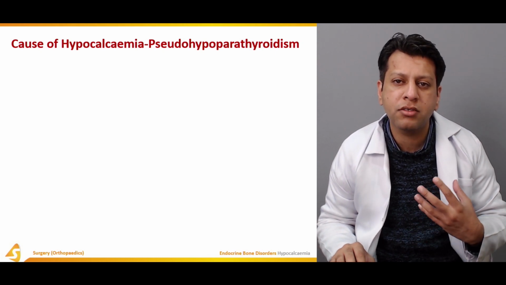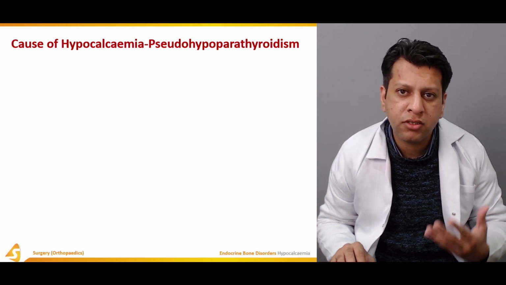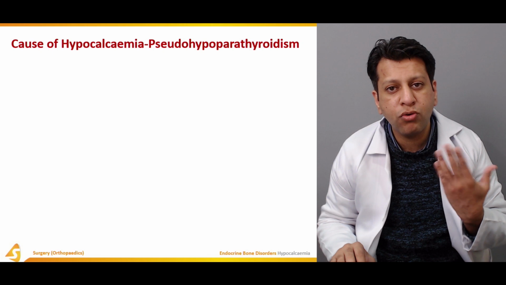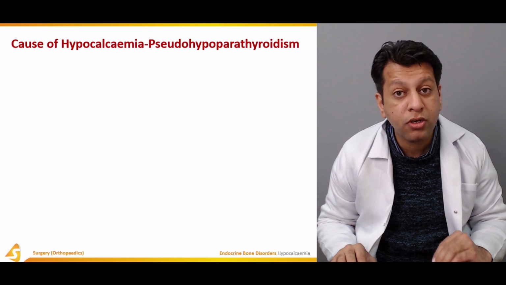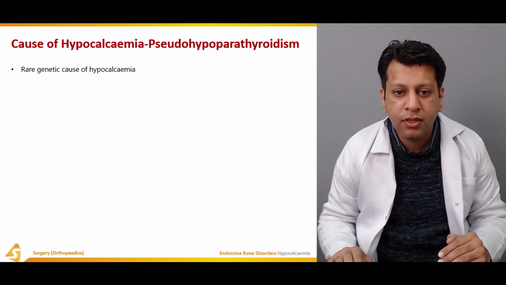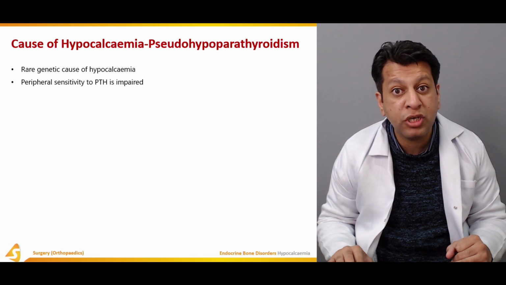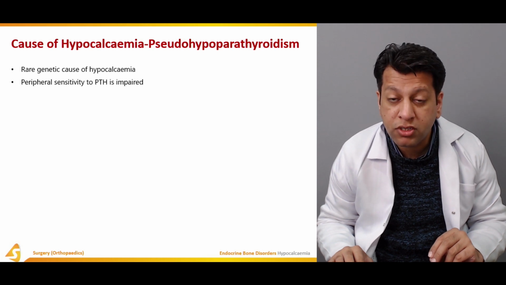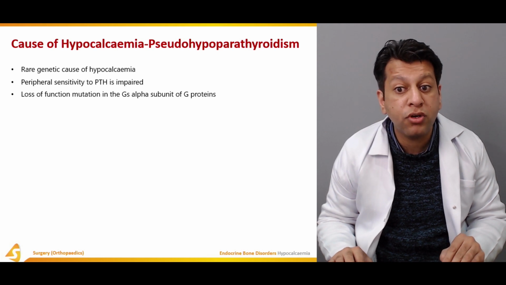Although the disease depicts the clinical picture of hypoparathyroidism, that is, low calcium levels, it's not due to a problem of the parathyroid hormone or the parathyroid gland, but the problem is somewhere else. It is a rare genetic cause of hypocalcemia where peripheral sensitivity to parathyroid hormone is impaired. On peripheral tissues where the parathyroid hormone has to act on those receptors, that is where the problem lies. There is a loss of function or mutation in the GS alpha subunit of G proteins.